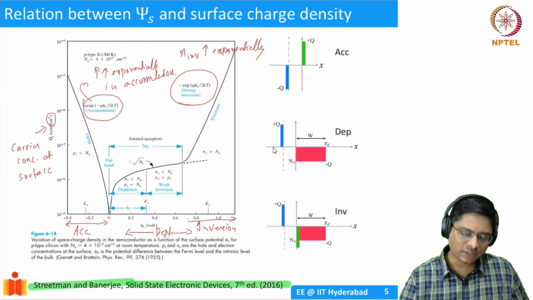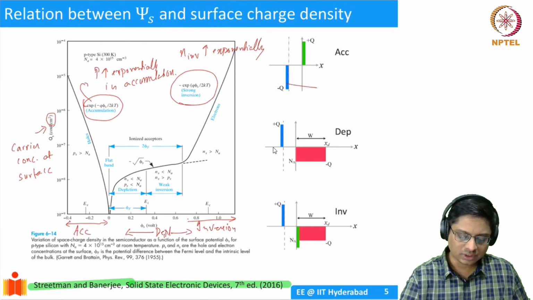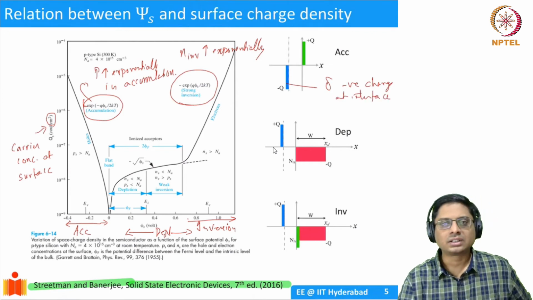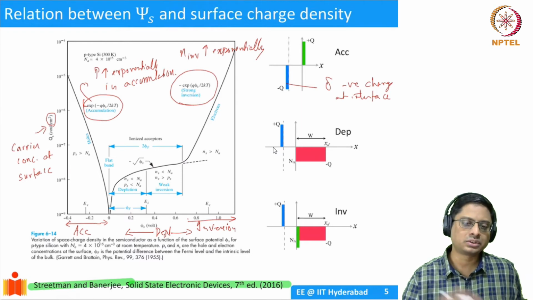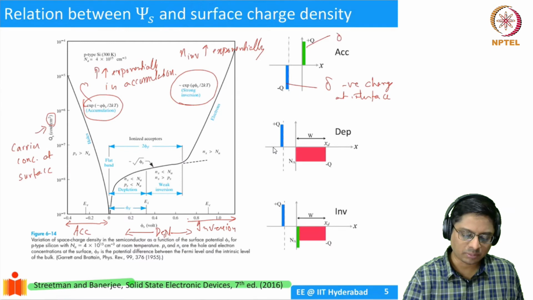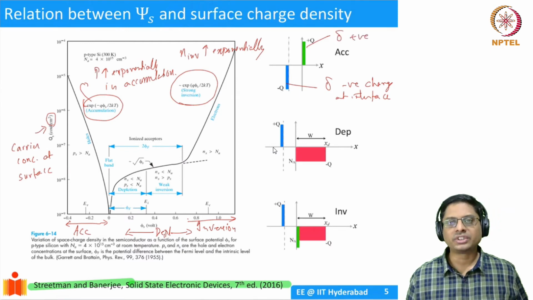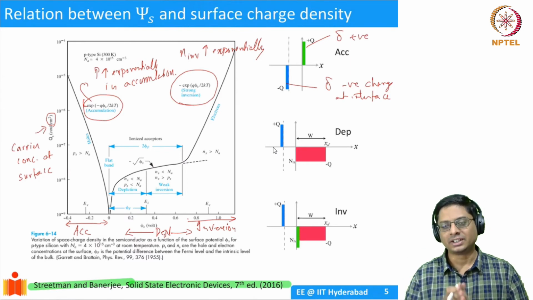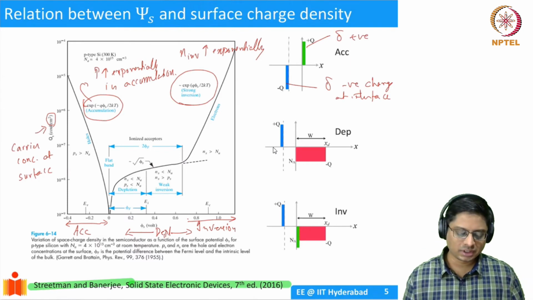So if you have accumulation, you have this delta negative charge at the interface. And to compensate, to mirror that, there will be a positive charge at the surface, delta positive charge. Because these are majority carriers, we don't have a depletion region. We just have the majority carriers accumulating at the interface. So you have the balanced charge.